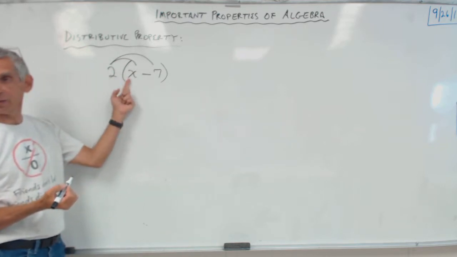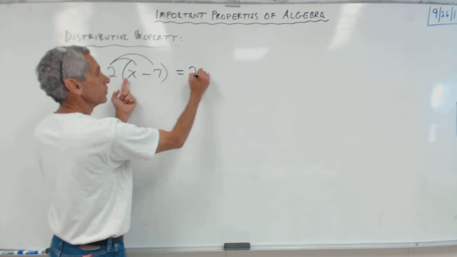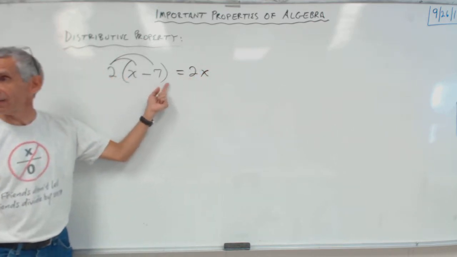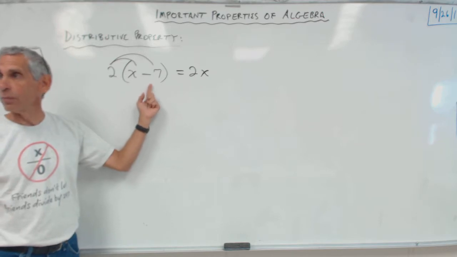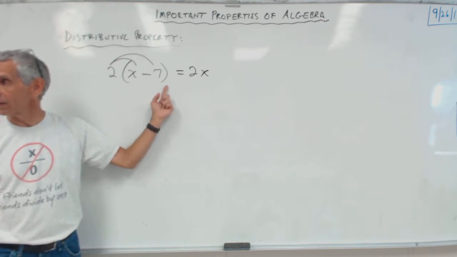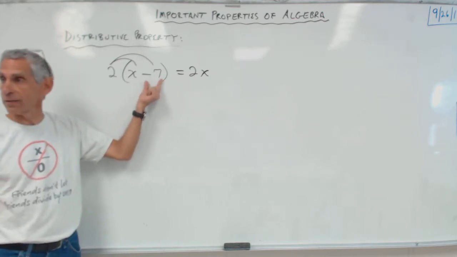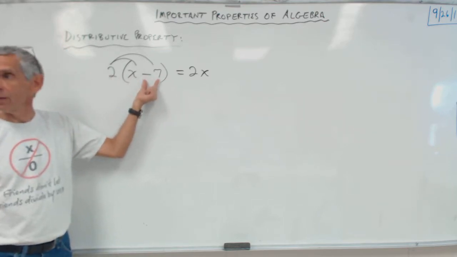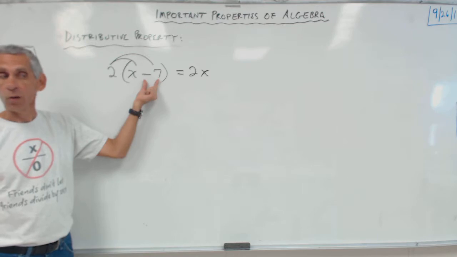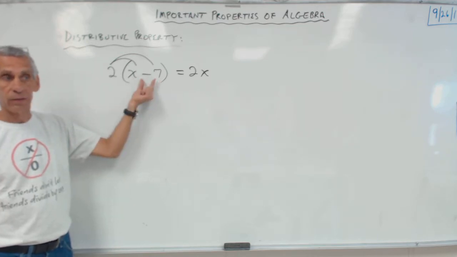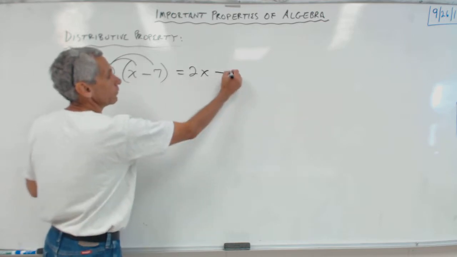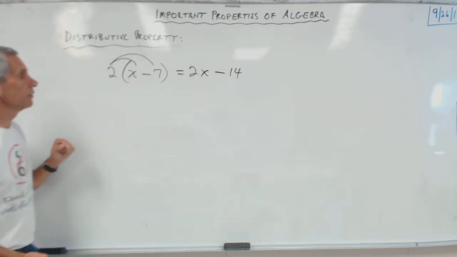So 2 times x is what? 2x. And then 2 times, this is what I do, I think of that as a negative 7. I don't think of it as minus 7, I think of it as a negative 7. The negative belongs to the 7. So now I'm saying 2 times negative 7. Negative 14. So positive times negative is negative, right? And then 2 times 7 is 14, right?